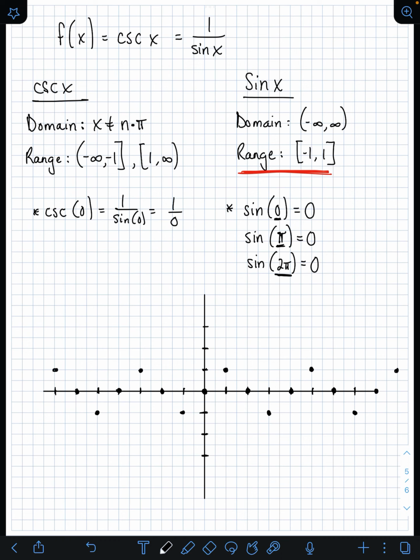And we get this nice waveform. And this is the sine function. This is not cosecant yet.